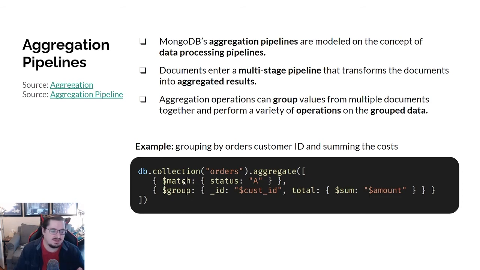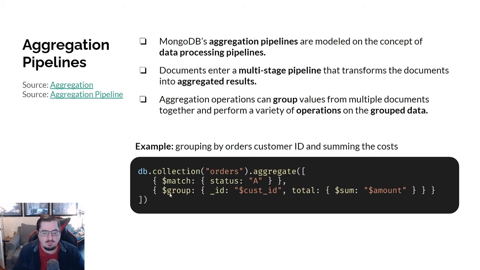So here I'm passing it 2 stages. The first stage is a match stage, and the second one is a group stage. You see that with those operators here? Yeah. So that operator determines what kind of stage it is. So a match stage is like your where clause. So we say I only want the orders where the status is A. Whatever A means, I only want the ones with the status of A.